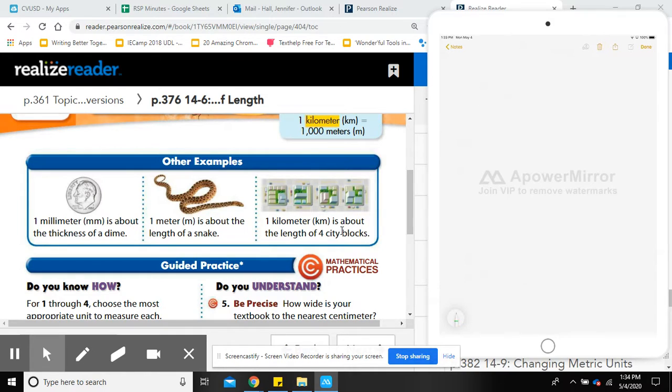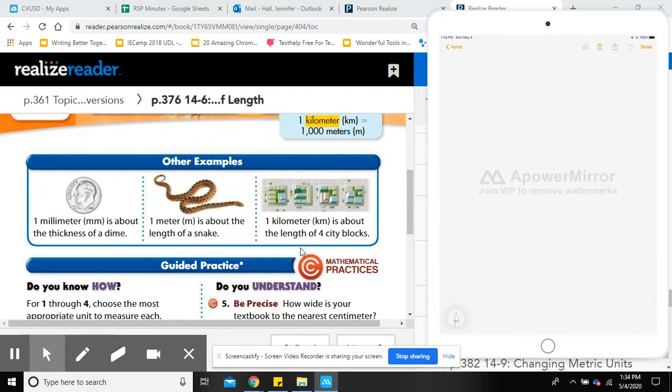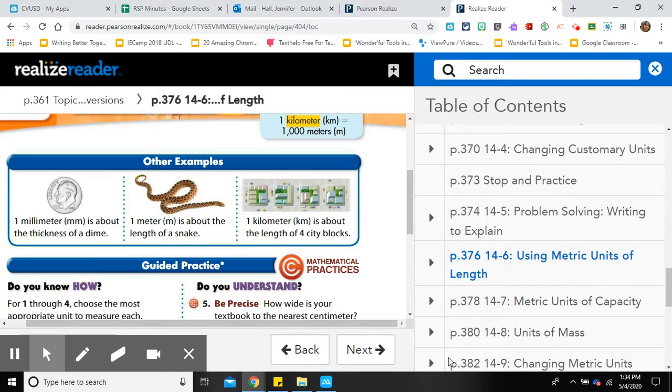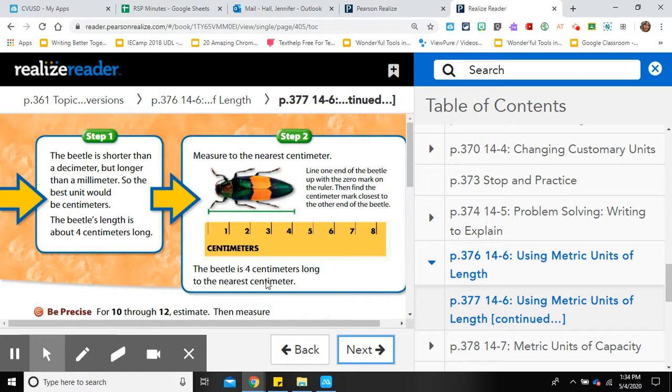So this is the longest, right? The snake is kind of long as well. Millimeter is very small. Centimeter is small as well, not as small as a millimeter. And then decimeter, I don't see an example here. Let me see if we can go to the next page. Oh, they don't give an example. So the beetle is shorter than a decimeter, but longer than a millimeter. So that gives you kind of an idea.